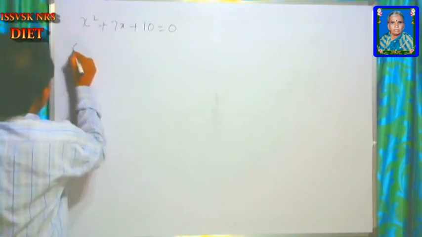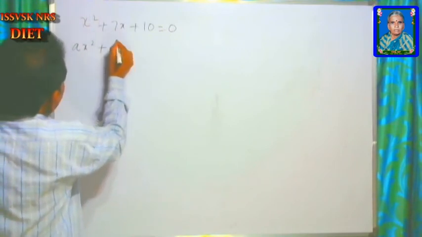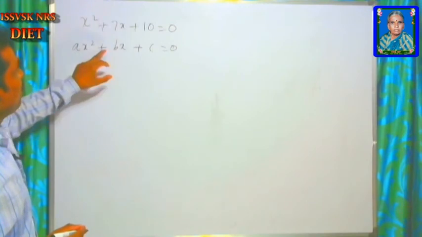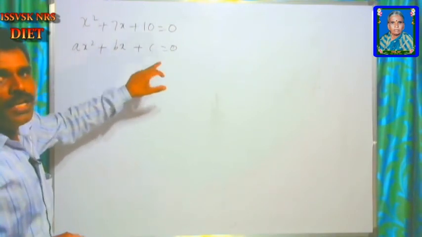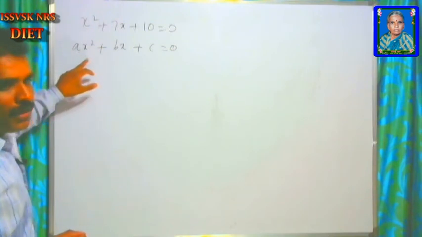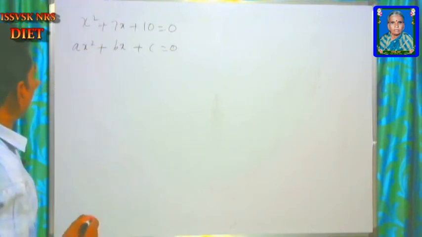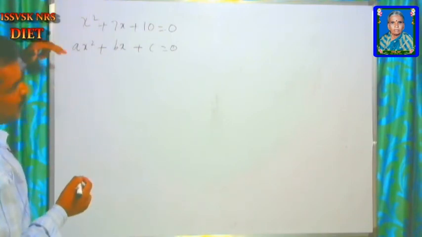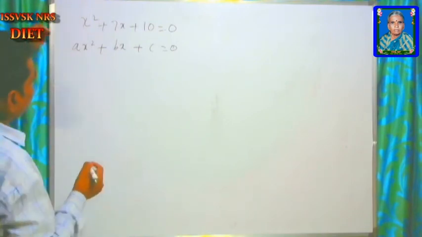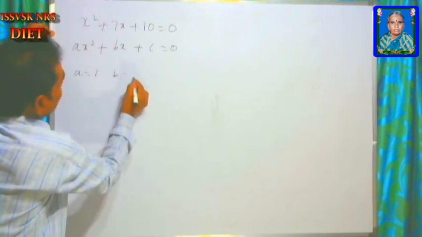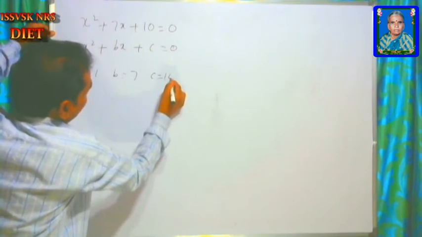This is of the form ax square plus bx plus c is equal to 0, which is the standard form of the quadratic equation. In other words, this is the general form of the quadratic equation. Let us compare these two equations. So by comparing these two equations, we have a is equal to 1, b is equal to 7, c is equal to 10.